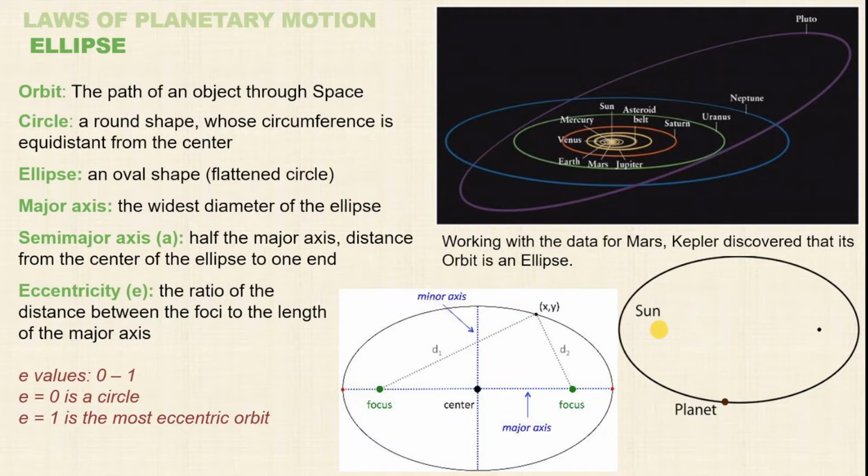And those orbits have different shapes. Not quite a circle, but we define a circle anyway. It's so obvious what a circle is. It's round, yes, but most importantly, its distance from the center to the circumference is always the same. That's the circle. And there is the ellipse. An ellipse is an oval-shaped orbit.